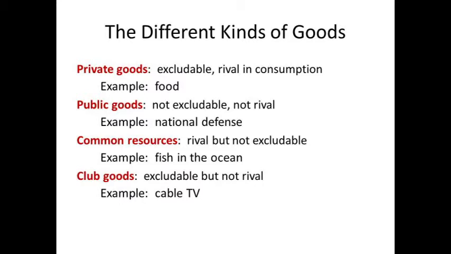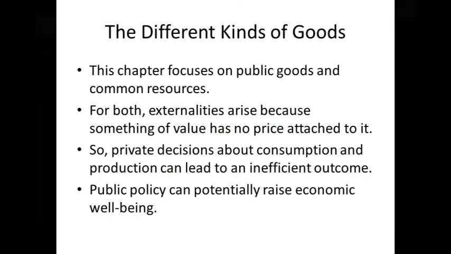The boundary between the categories is sometimes unclear. Whether goods are excludable or rival in consumption can be a matter of degree. It can be a small percentage off. Public goods and common resources each create externalities because they have value, yet they have no price because they're not sold in the marketplace. These externalities imply that market outcomes will be inefficient absent government involvement or private resolutions. So if government's not involved and private parties are not involved, these externalities will still be taking place.